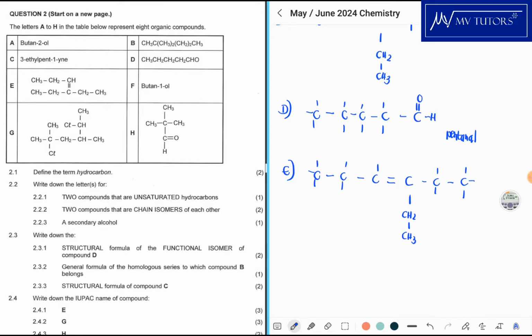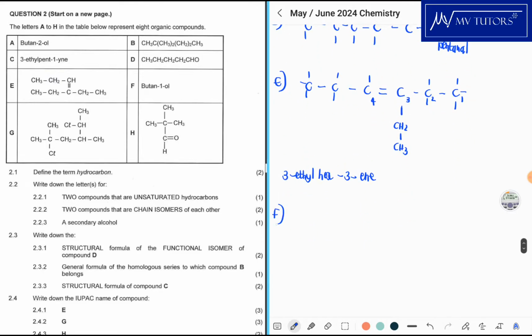Okay, so what would I name E? Do I start numbering here, 1, 2, 3, 4? Or do I go the other way, 1, 2, 3, 4? I prefer that. So on the third carbon, we actually have an ethyl group. So 3-ethyl, and then we have a double bond. The longest chain is 6 carbons. So we have 3-ethyl hexene, but the double bond is on the third carbon, so hex-3-ene.